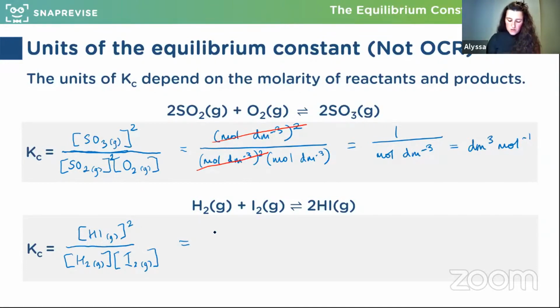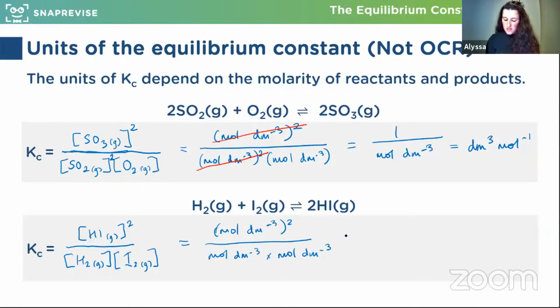So we've got mole per dm cubed squared on the top. And we've got mole per dm cubed times mole per dm cubed. I could put them in brackets if I wanted to. So yeah, well done, those of you who worked that out. That means we've just got mole per dm cubed times mole per dm cubed divided by mole per dm cubed times mole per dm cubed. So they cancel. So I end up with no units for Kc, and that's perfectly fine because they are entirely dependent on the reaction that we're working out the equilibrium constant for. So there are no units for Kc.